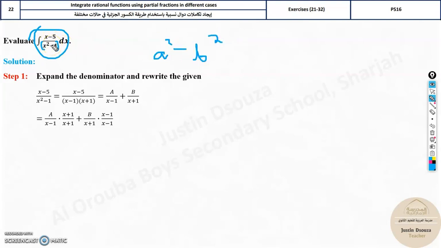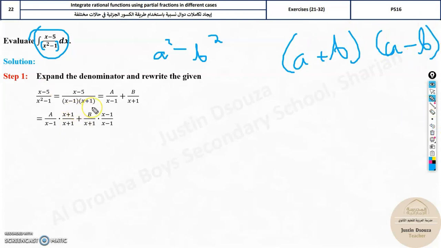We have done this before using the calculator, but now I'll tell you this formula. It's (a plus b)(a minus b). You can just use calculator mode 5 and 3 and get the same thing. You can refer to video number 9. We have done this already over there. So what we are doing is expanding it and getting this term.